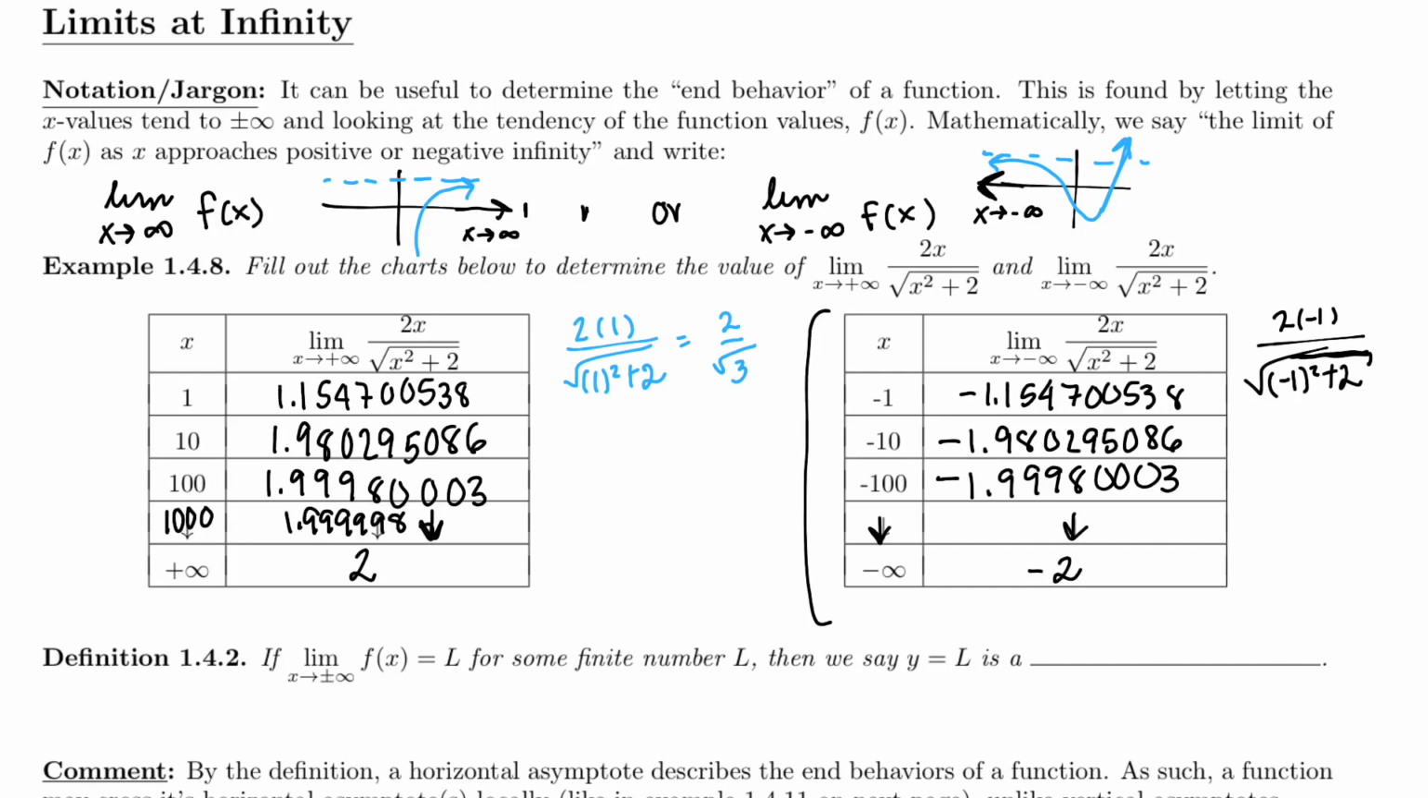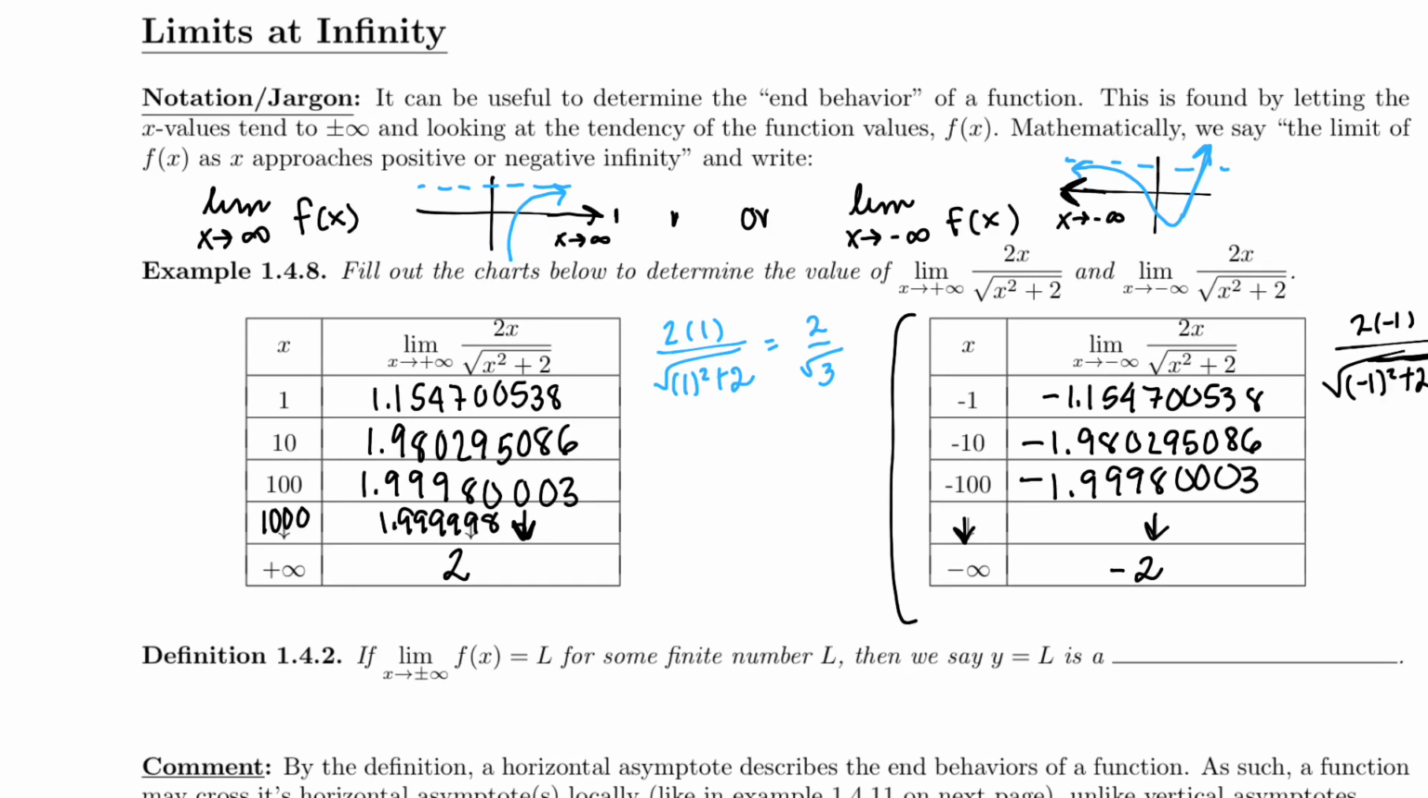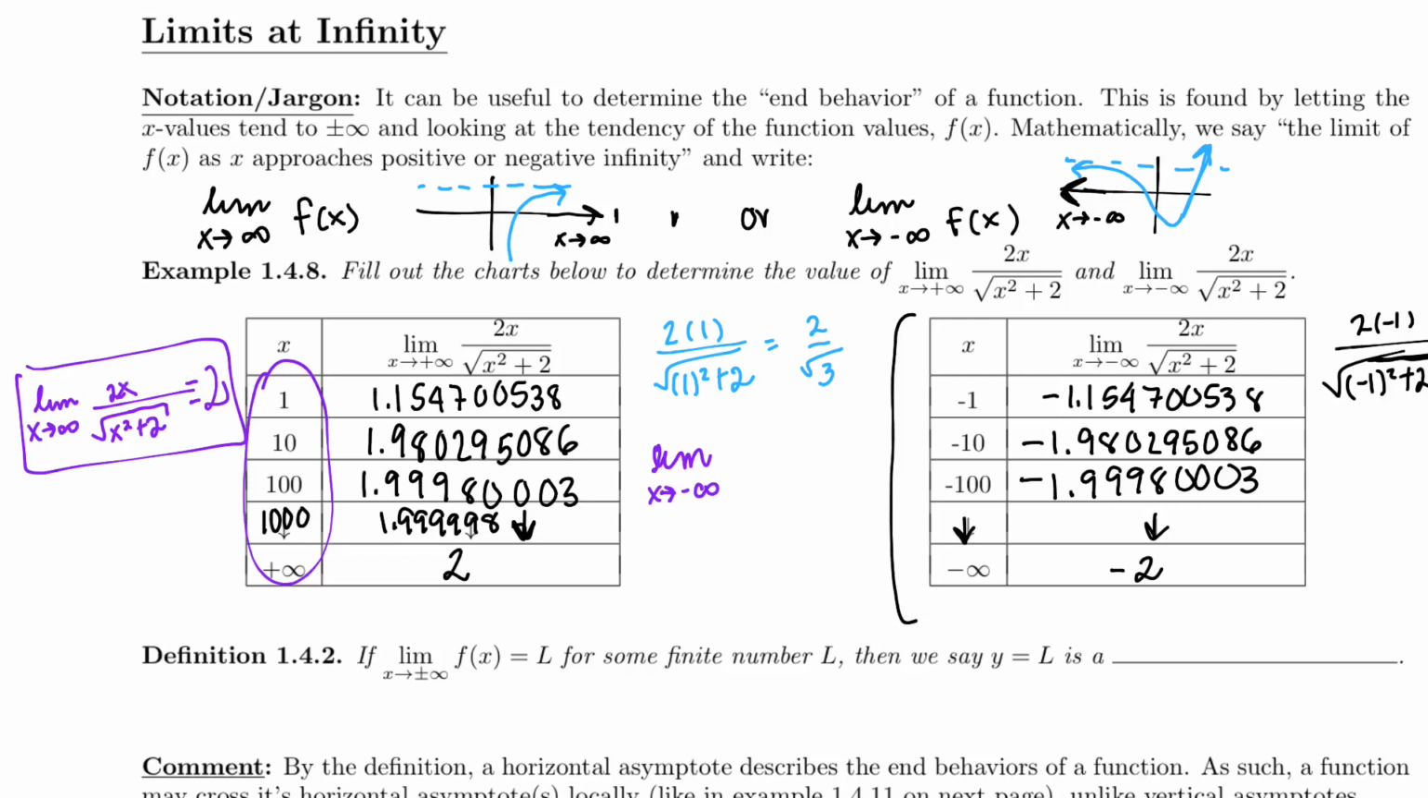So what we could say in these cases, over here, the limit as x approaches positive infinity of 2x over the square root of x squared plus 2. As the x values get bigger and bigger, this value goes to 2. And on the other side, the limit as x approaches negative infinity, so these numbers are getting smaller and smaller, essentially. They're getting closer and closer to negative infinity of 2x over the square root of x squared plus 2. This will be -2.